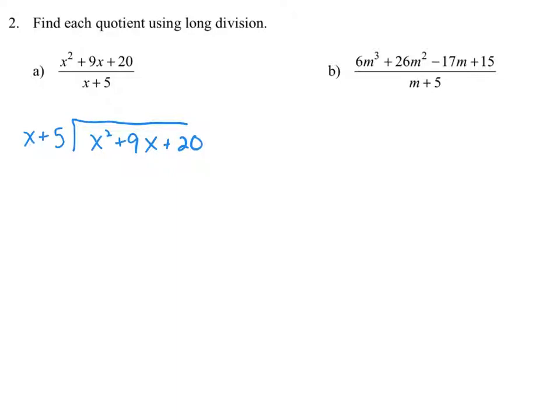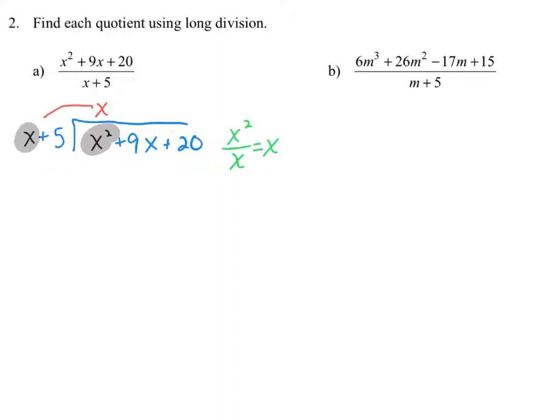And now when we're dividing, we're looking at the first term in the quantity x squared plus 9x plus 20. We're looking at the first term there, x squared, and the first term of our divisor, x. And I like to write that on the side. When you divide x squared by x, you get x. So the quantity that we put above the line here is x. And now we're going to multiply this x times the entire quantity, x plus 5.